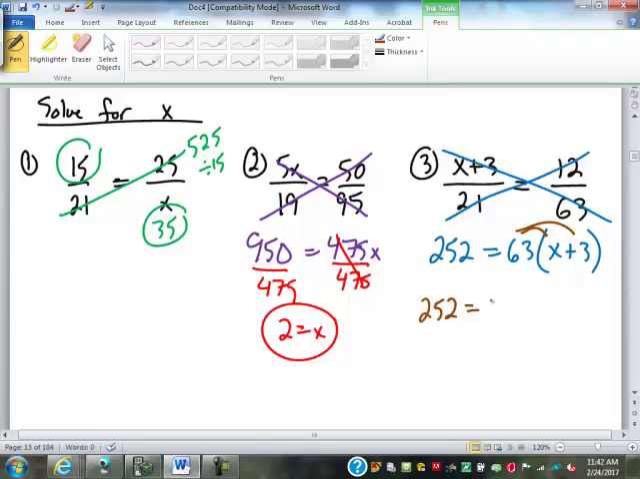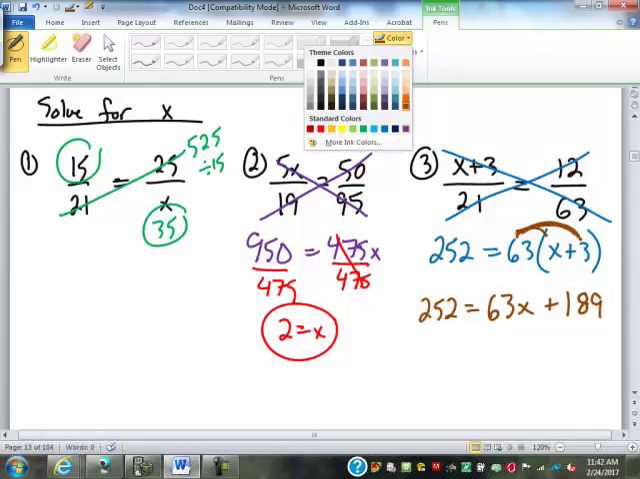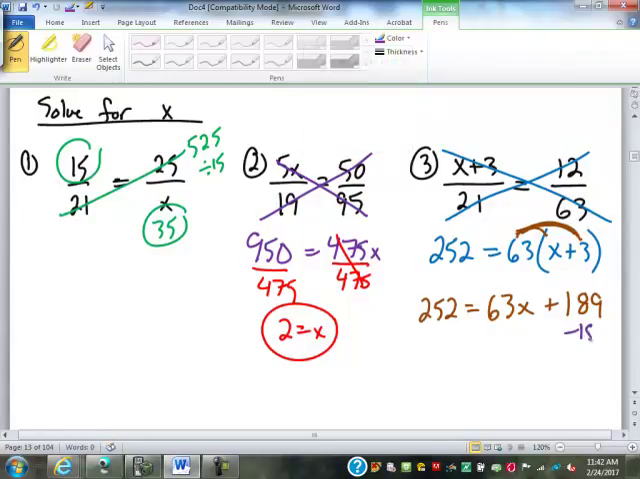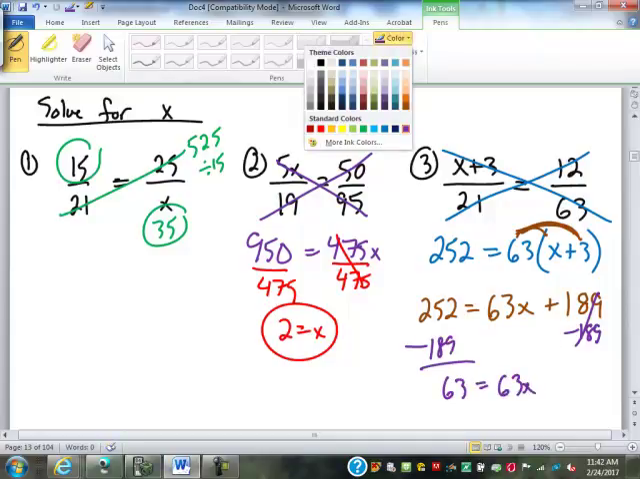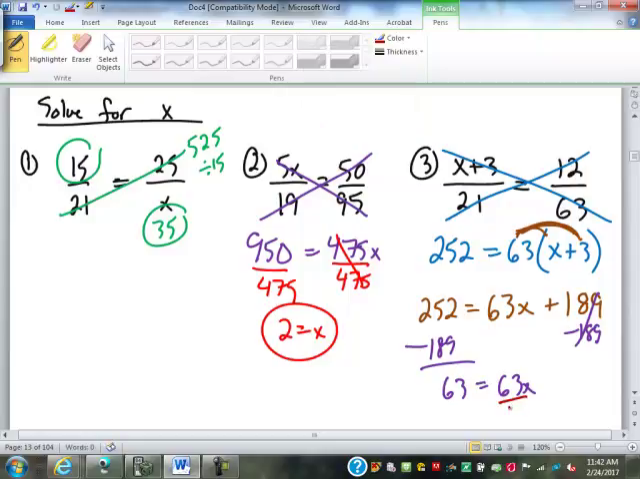So 63 times x, just 63x. What's 63 times 3? Careful. 63 times 3. 189. So now we subtract 189. Perfect. So this is 63 equals 63x. And finally? Perfect. We divide by 63 and x does equal 1.